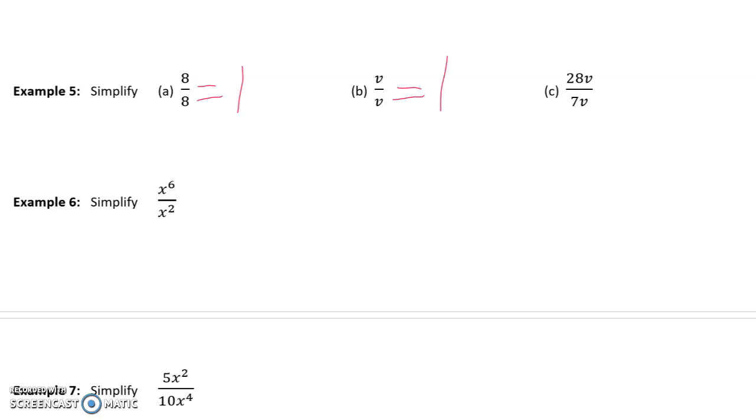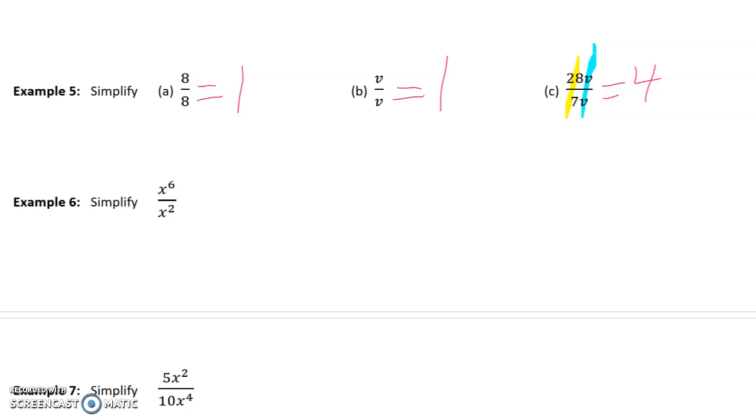Great, now let's look at this last one. Now this one has 2 parts. It's all multiplication on top and the bottom, but then we have a division. So if we look at the parts, let's look at this 28 divided by 7. 28 divided by 7 is 4. So we would say 4. Now let's look at v divided by v. V divided by v is 1. So 4 times 1 would just be 4, and that would be it.